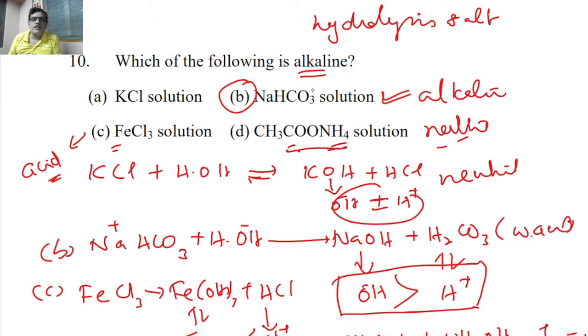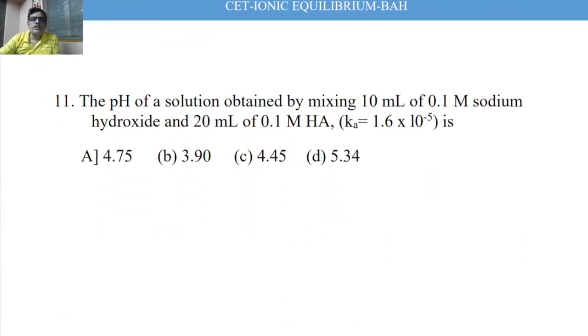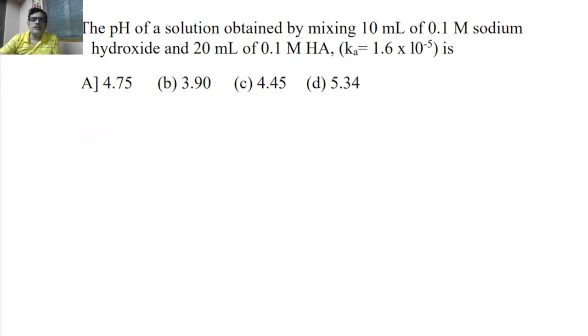So, the answer for this question, which is the alkaline antacid, will be sodium bicarbonate. Next question: the pH of a solution obtained by mixing 10 ml of 0.1 molar NaOH and 20 ml of 0.1 molar HA. HA is a weak acid.